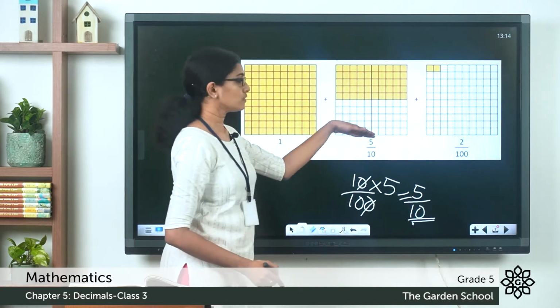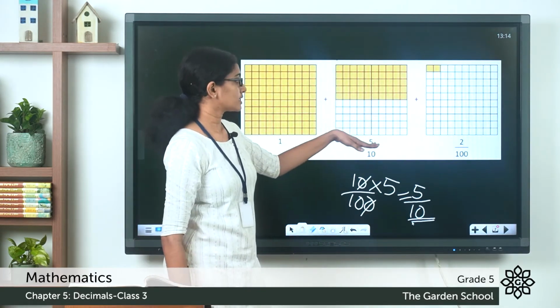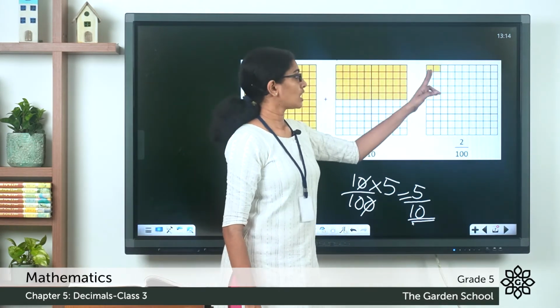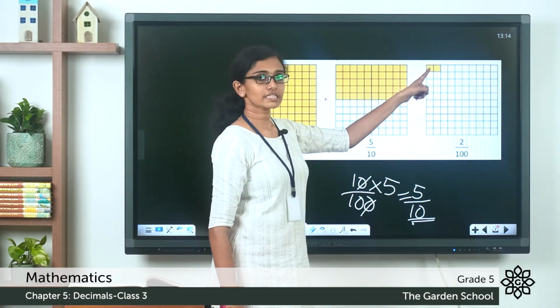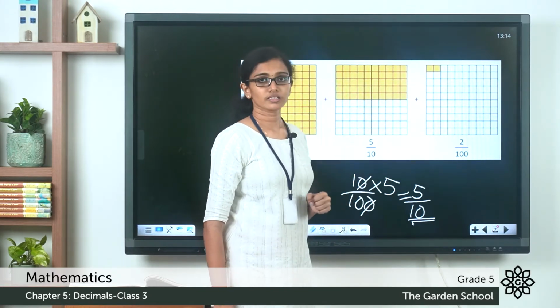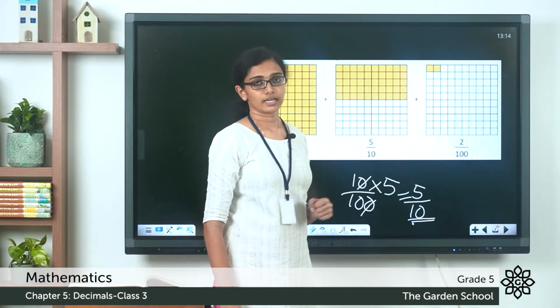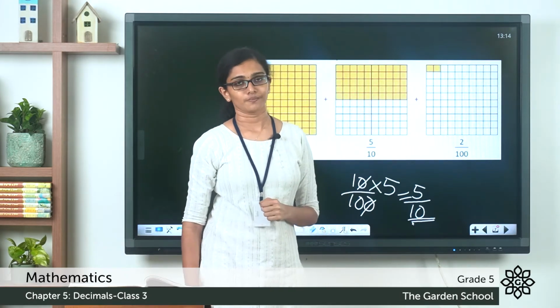So, here we have represented 5 by 10 and 2 by 100. How many boxes do you have to color? 2 boxes. One box means it's 1 by 100. 2 boxes mean it is 2 by 100. Hope this is clear to you now.